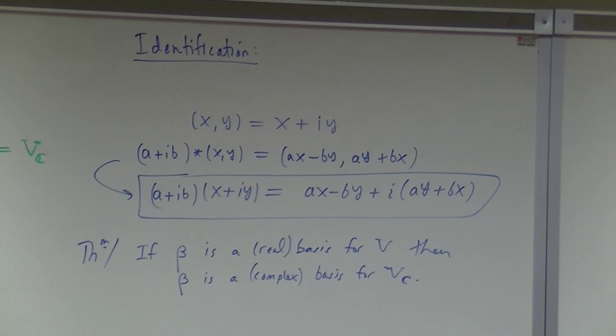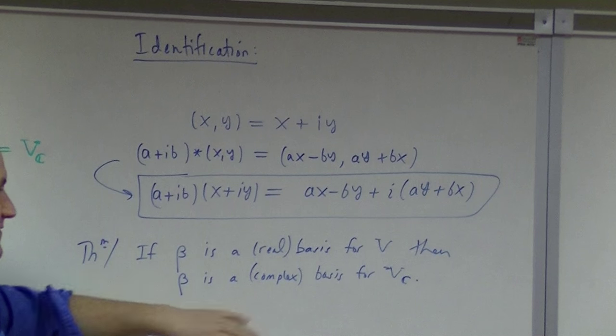If you really go back to my examples, it's not hard to convince yourself that the complexification of the reals is the complexes. The complexification of Rn is Cn. The complexification of R^(m by n) is C^(m by n). In each one of those cases, I showed you that the standard basis for Rn is also the standard basis for Cn, provided we replace the coefficients with complex coefficients as opposed to real coefficients. I'm just saying that's true in general, for the classification at least.